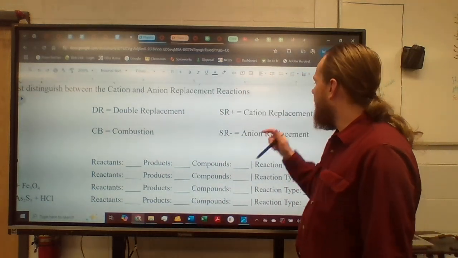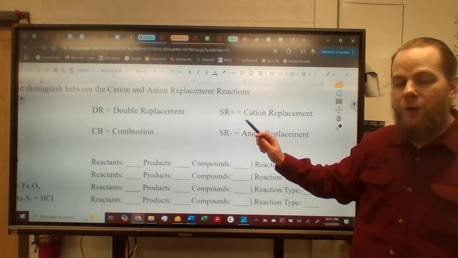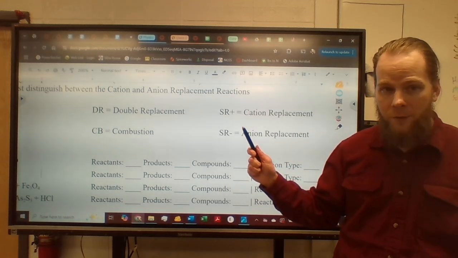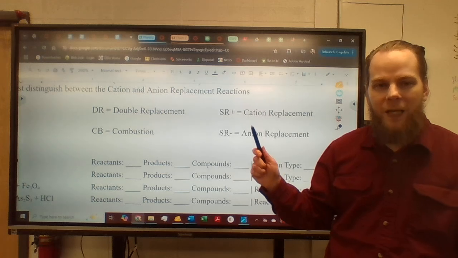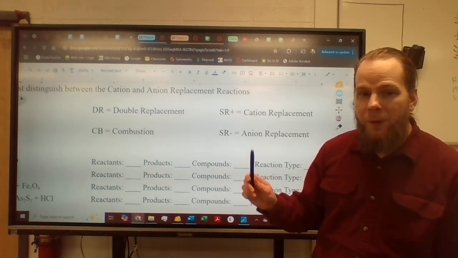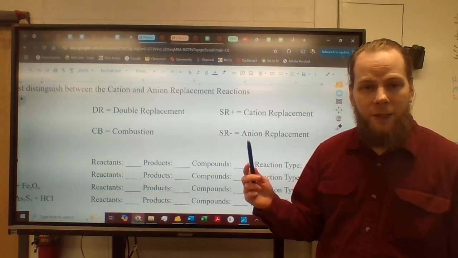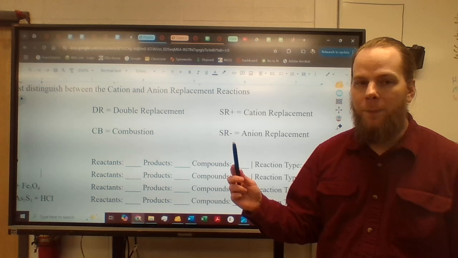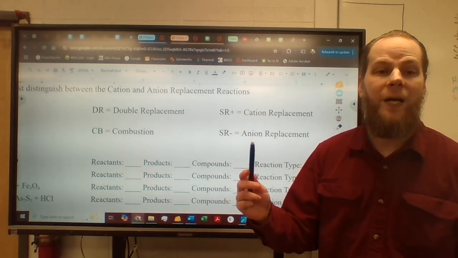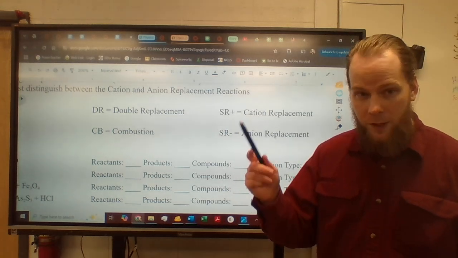So in order for it to be a cation replacement, again, 2 reactants, 2 products, but there must be 1 elemental on each side. 1 elemental product, 1 elemental reactant. On this, both must be metals or hydrogen. Anion replacement, those 2 elementals must be nonmetals. Okay, and we distinguish between cation and anion with Sr+ or Sr-. Sr because these are single replacement, plus for cation, minus for anion. Okay, so you need to go through and identify all of these.